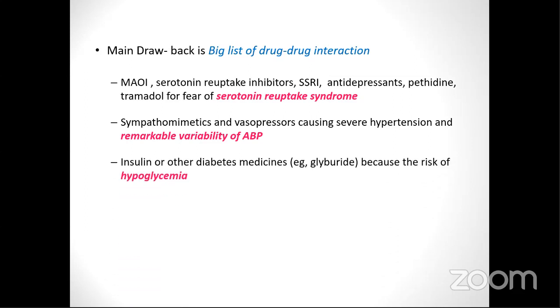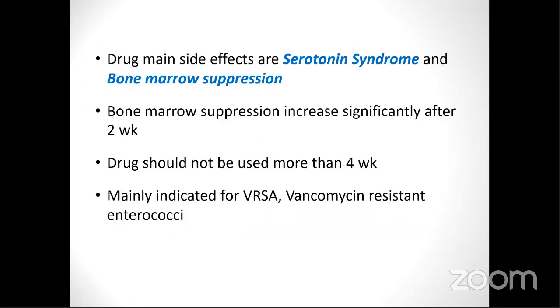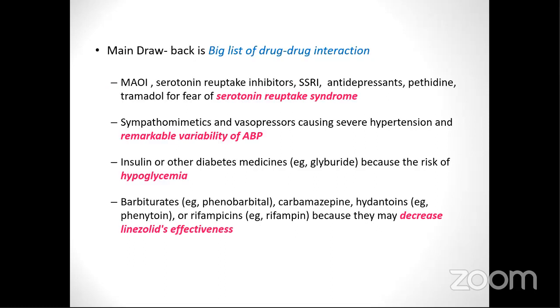And it has interaction too with insulin and other anti-diabetic drugs, and can carry the risk of hypoglycemia. It has interaction with the barbiturates, carbamazepine, phenytoin, rifampicin, and many other drugs. But the most serious is the serotonin reuptake syndrome that's associated with the monoamine oxidase inhibitors and some of the antidepressant serotonin reuptake inhibitors, pethidine and tramadol. These can lead to deep coma and loss of the patient many times.